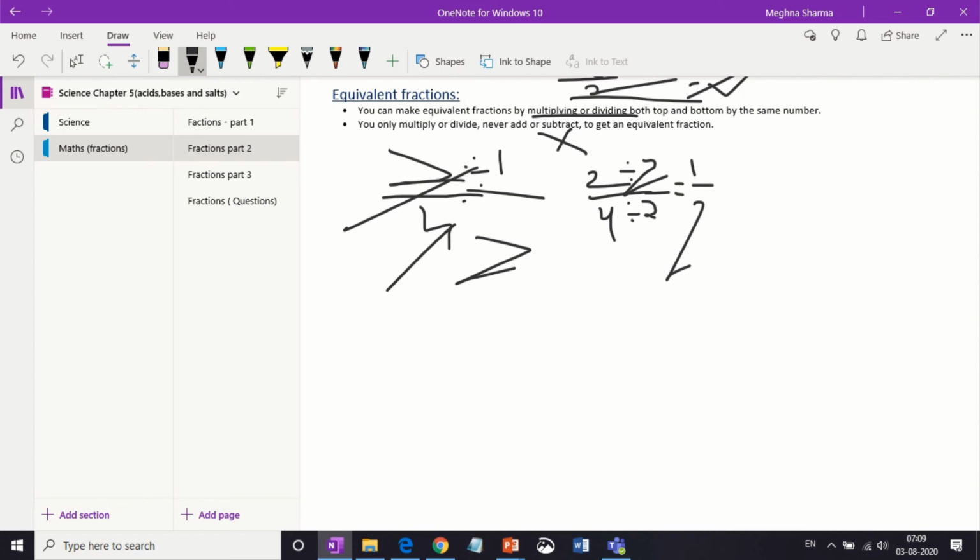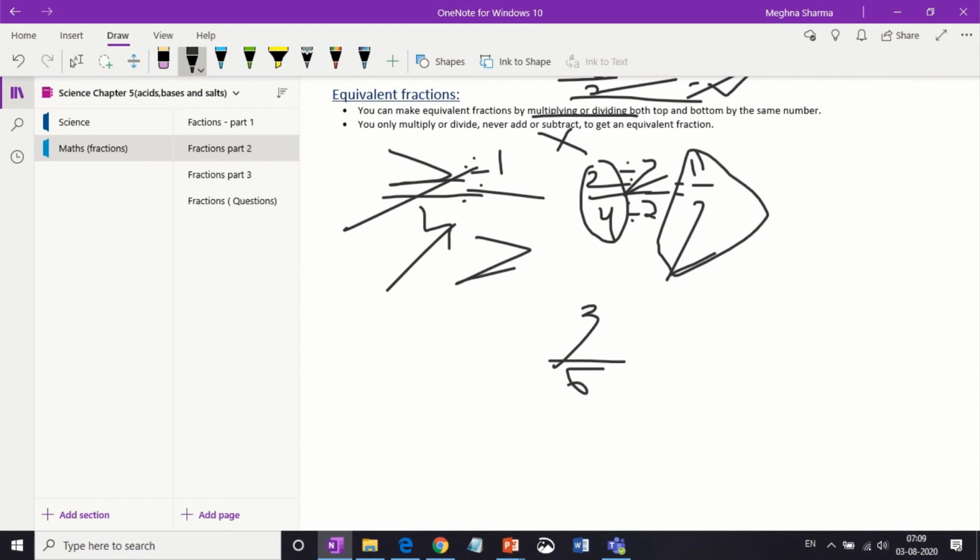Now remember, let me take 3 by 6. If I want to get a smaller equivalent fraction, I have to divide, and if I want to get a bigger equivalent fraction, I have to multiply. For getting big, we have to multiply, and for getting small, we have to divide. Here, 2 by 4 is big compared to 1 by 2, so I got a smaller fraction.